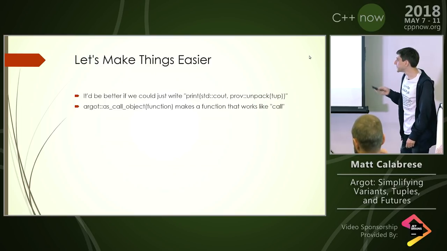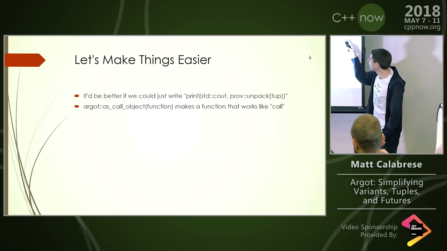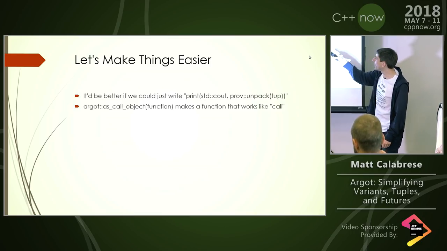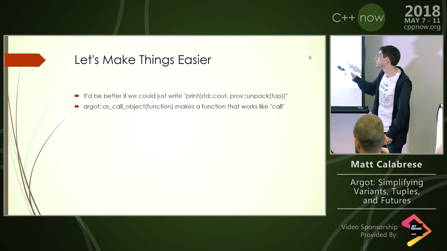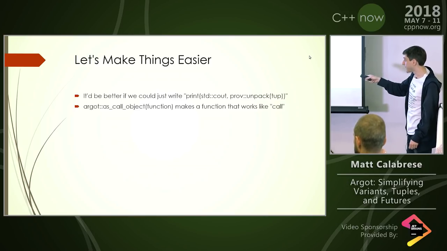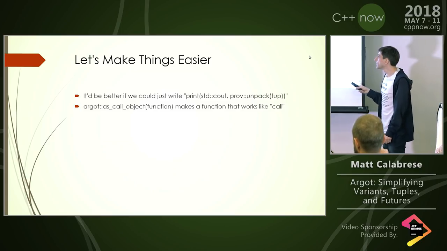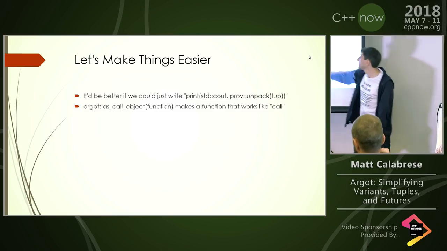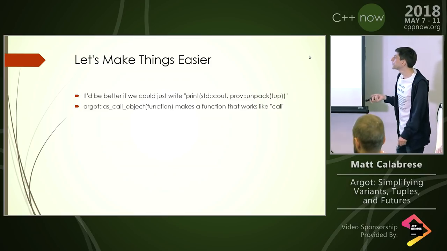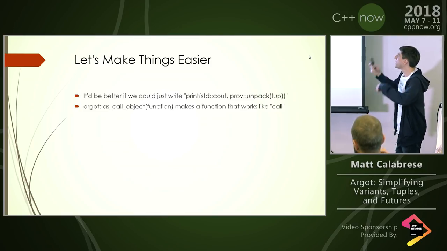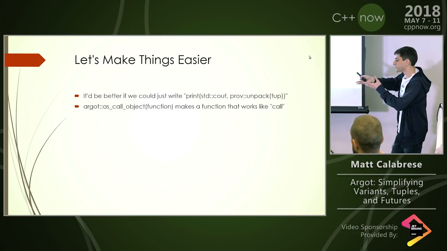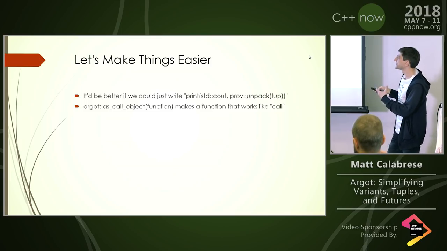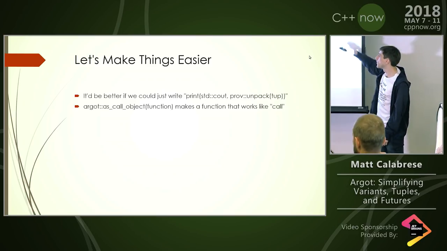But we can make things even easier. It would be really nice if we didn't even have to write call, right? What if we could just write print, std::cout, and unpack tuple? Well, I provide this little adapter called asCallObject. If you give it a function like print, it returns a function object that is exactly like print. It perfectly forwards to print, except that it understands what argument providers are, and it expands them out just like if you were to use call.